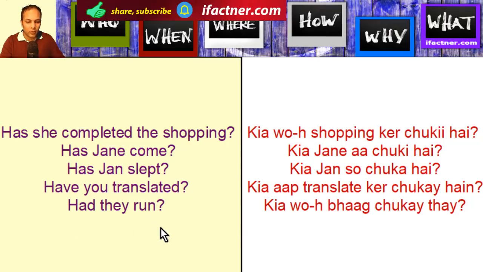Had they run? क्या वो भाग चुके थे? क्या with थे, had, वो, they, भागना is to run, भाग चुके, run, the third form of run. क्या वो भाग चुके थे?